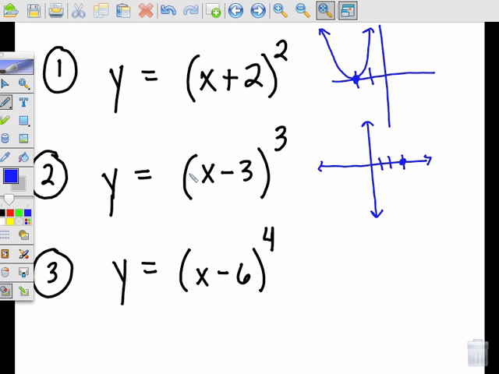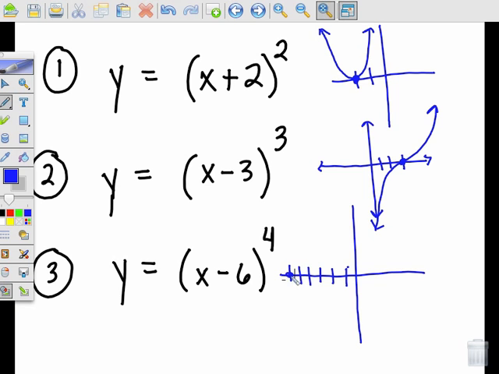Okay, this right here, I'm going to go 3 to the right, shifting 1, 2, 3 to the right. It opens up, or it comes from negative infinity to positive infinity. It would look like this. So it intersects and then crosses over and goes back up.